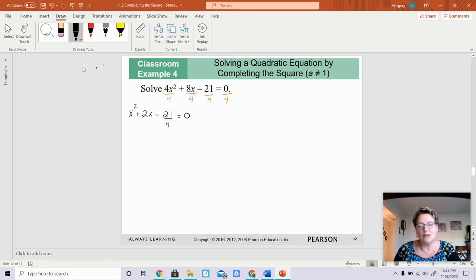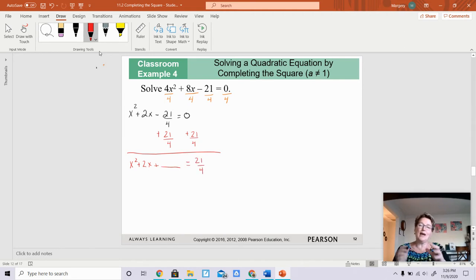Now, what I want you to do now is when you are completing the square, remember, you always want your variables on one side, your constant on the other side. So I am going to move over the 21 over 4. Whatever you do to one side, you must do to the other side. Now, we end up with x squared plus 2x plus something equals 21 over 4. Now remember, you have to figure out what that something is.